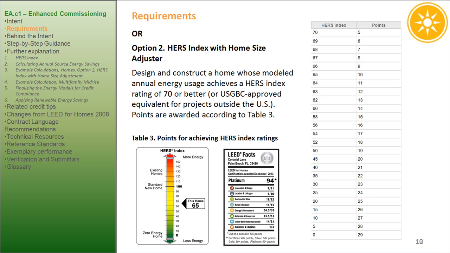Table 3. Points for achieving HERS Index ratings. A HERS Index of 70 equals 5 points. 69 equals 6 points. 68 equals 7 points. 67 equals 8 points.